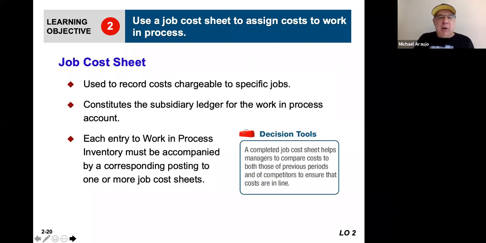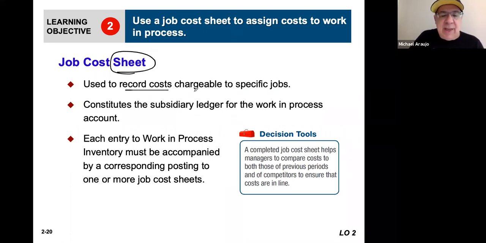How do they know how much to move? Well, there's a whole bunch of sheets that are being used that tell accountants and managers how much each job is being used in terms of raw materials, in terms of labor, things like that. So we're going to be learning about certain sheets that are used specifically to record the costs that are then charged to specific jobs that are being done at the manufacturer.